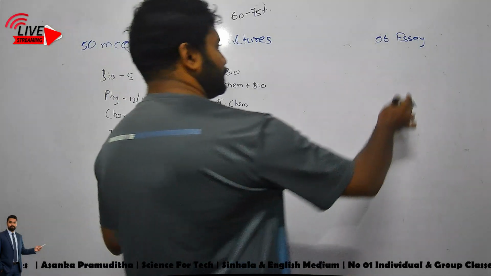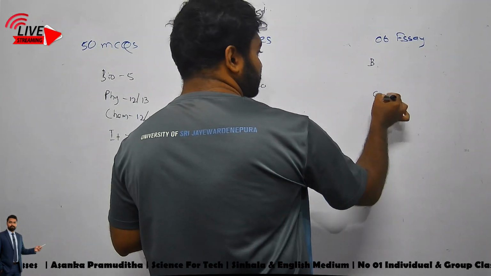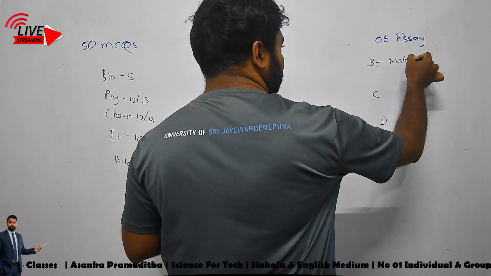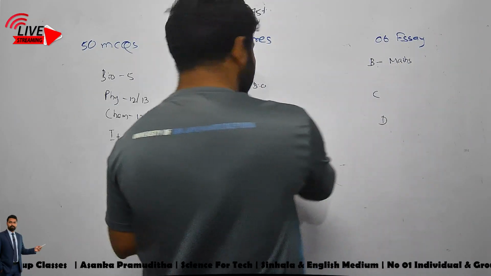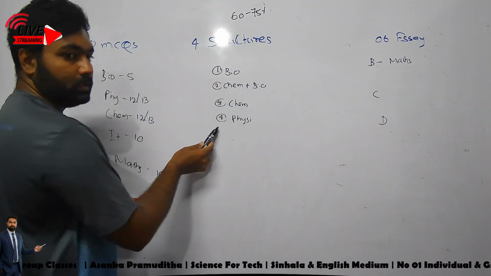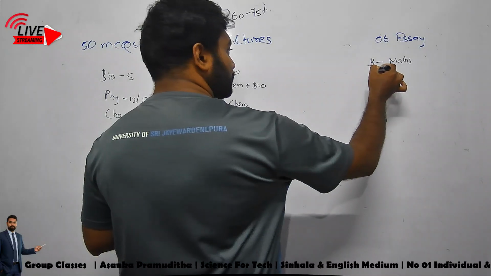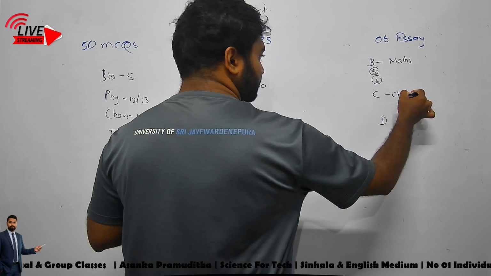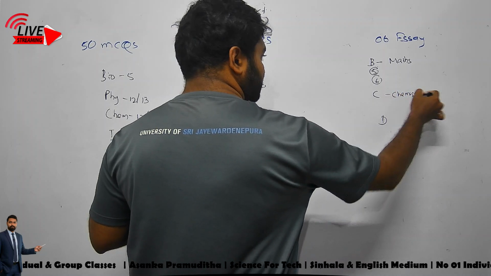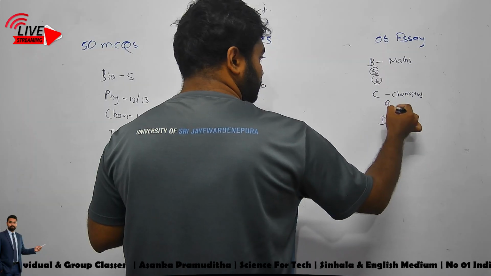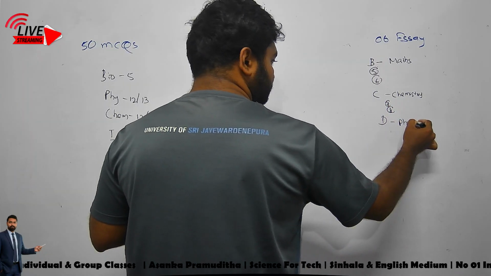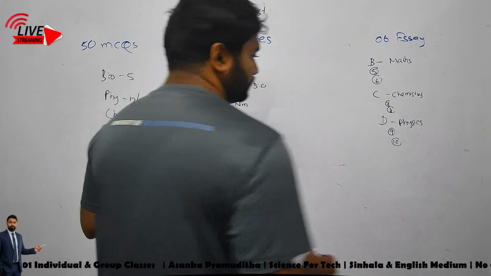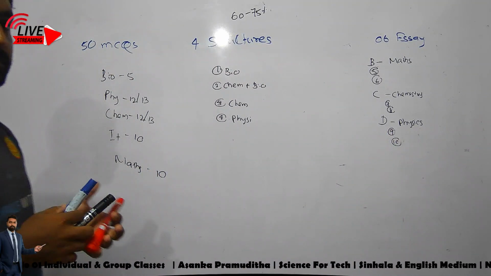Here, B, C and D parts. B is from maths. You will get two questions from maths. This is the fourth one, and it continues in 5 and 6. C is for chemistry. This is 7 and 8. Then D is for physics. That is 9th and 10th.